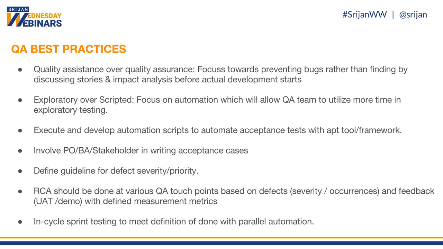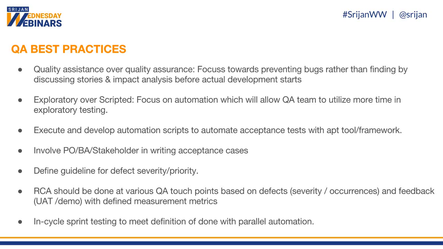After that, there should be a guideline defined for defect severity and priority, which helps a QA person or a Scrum Master to prioritize the bug. Like, if this bug needs to be fixed right now, or can we delay the fixing of this bug? Can we move the fixing of this bug to the next sprint? And after that, we should also consider RCA at various QA touchpoints, which will depend on the priority of the bug, severity of the bug, and whether the same thing has come from UAT or from a client demo.